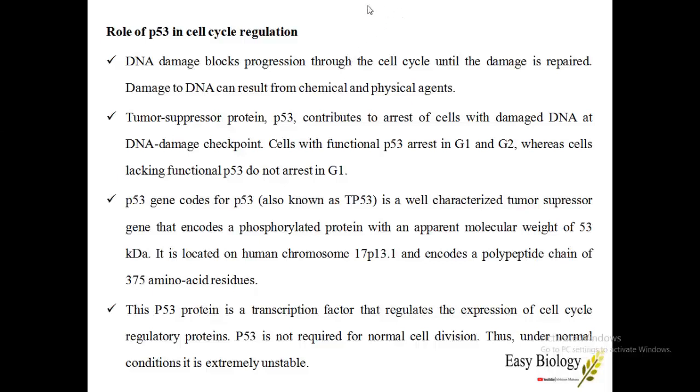Then we'll see the role of p53 in cell cycle regulation. DNA damage blocks progression through the cell cycle until the damage is repaired. Damage to DNA can result from chemical and physical agents. Tumor suppressor protein p53 contributes to arrest of cells with damaged DNA at the DNA damage checkpoint. Cells with functional p53 arrest in G1 and G2, whereas cells lacking functional p53 do not arrest in G1. This p53 protein is a transcription factor that regulates the expression of cell cycle regulatory proteins. p53 is not required for normal cell division.